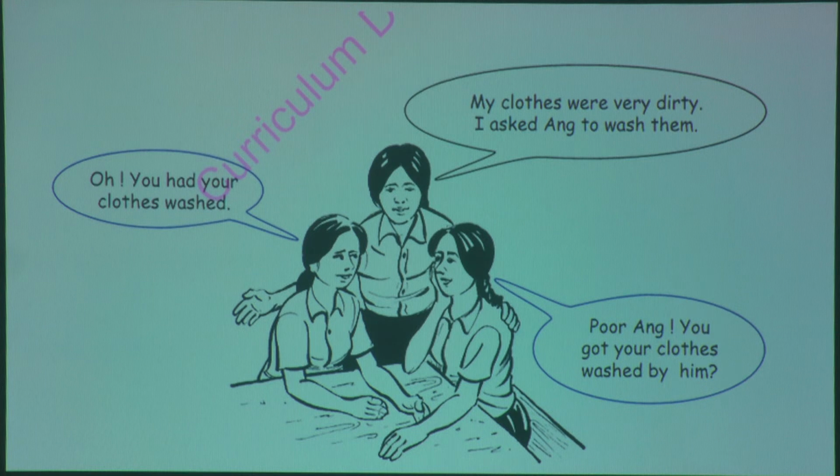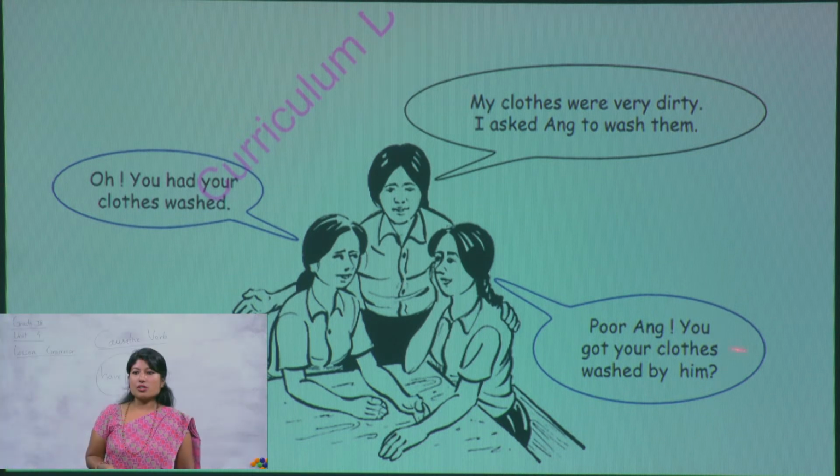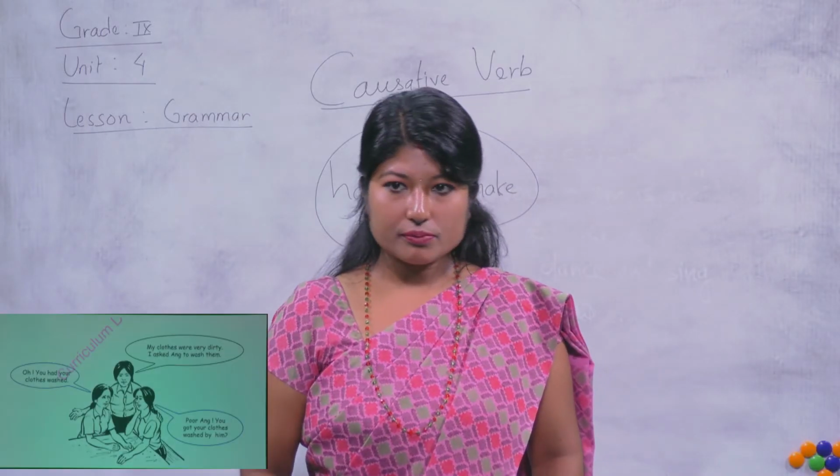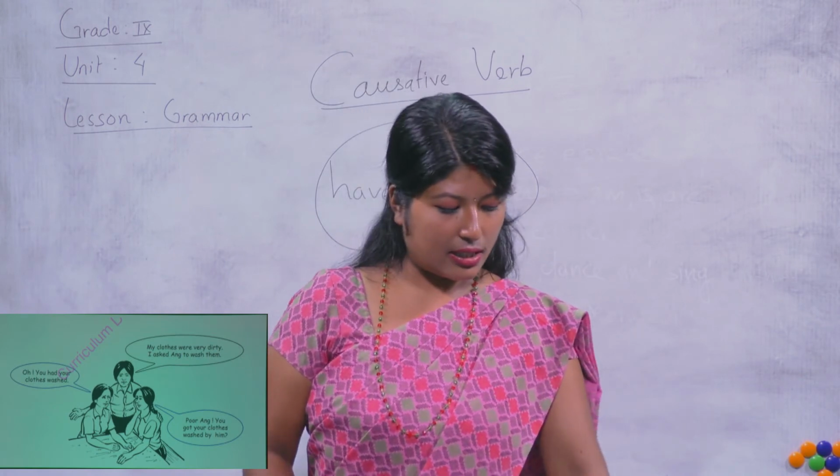Next, poor Ong, you got your clothes washed by him. So got plus verb 3. Got your clothes, because here there is no agent. What is here? Object. So when there is got plus object, verb 3 is used, right? So we can analyze it like this.